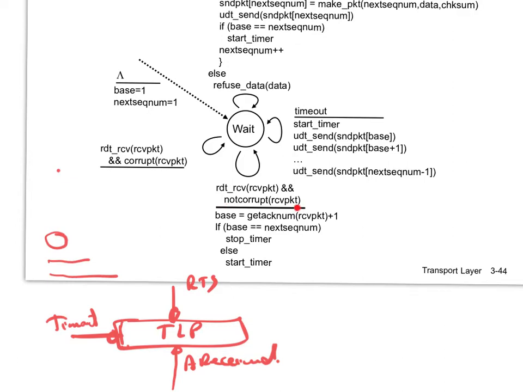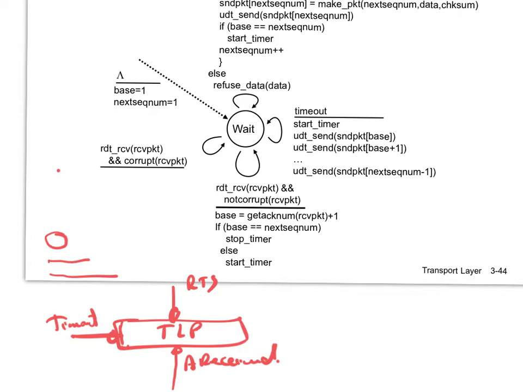Now, if the packet is not corrupted, then the acknowledgement, we said that the acknowledgement is cumulative, and the acknowledgement causes the window to slide.